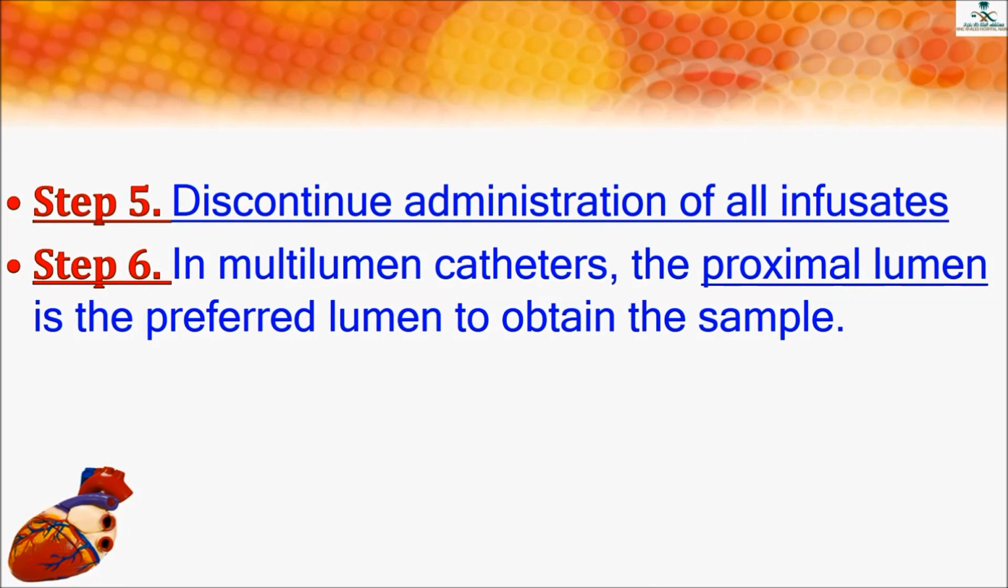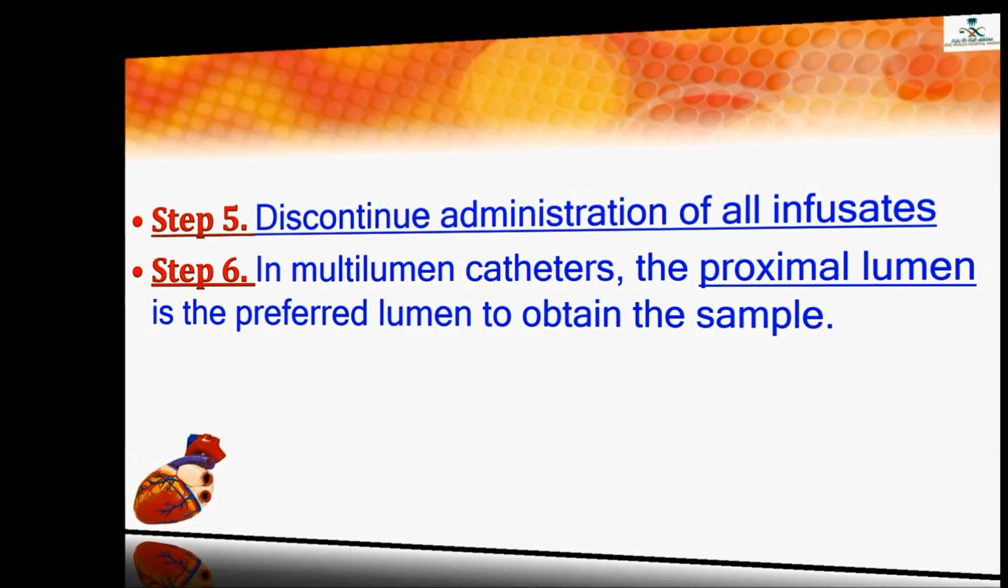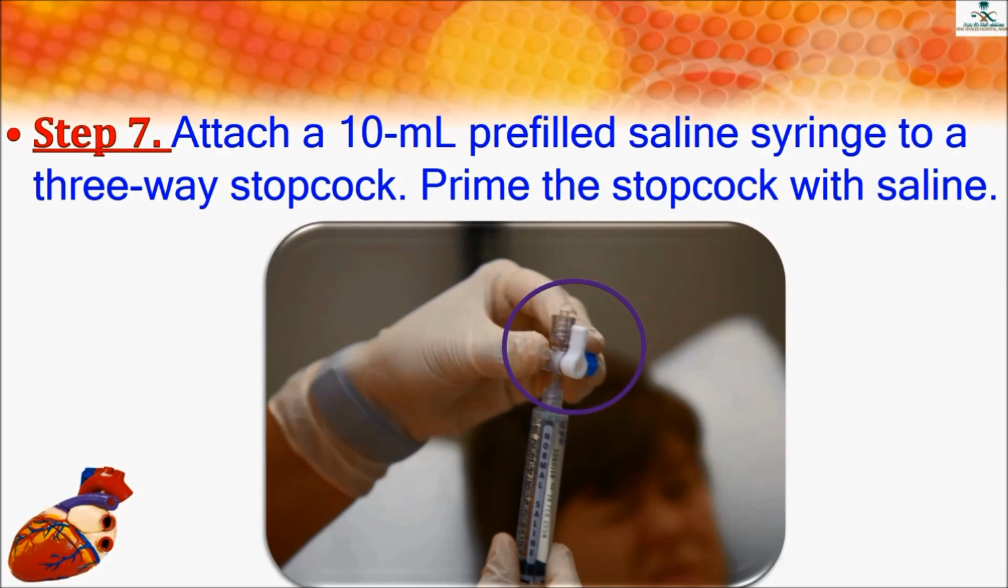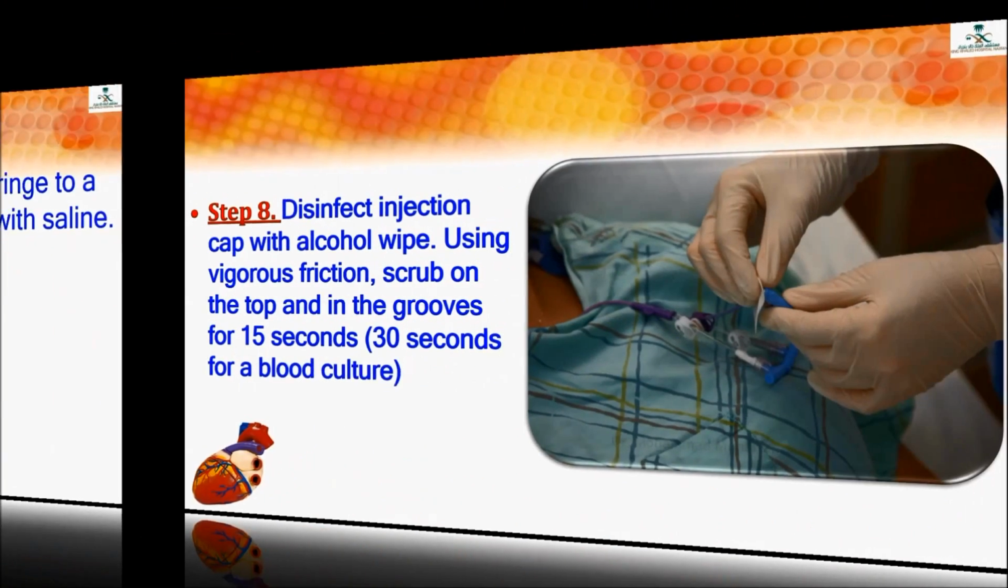Discontinue administration of all infusates. In multi-lumen catheters, the proximal lumen is the preferred lumen to obtain the sample. Attach a 10 ml pre-filled saline syringe to a 3-way stopcock. Prime the stopcock with saline.